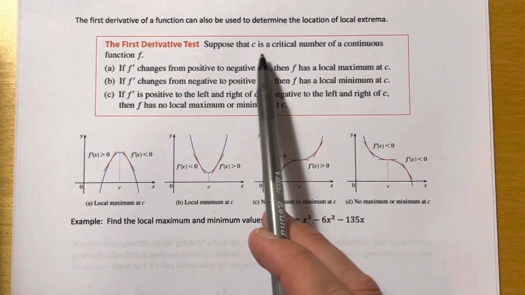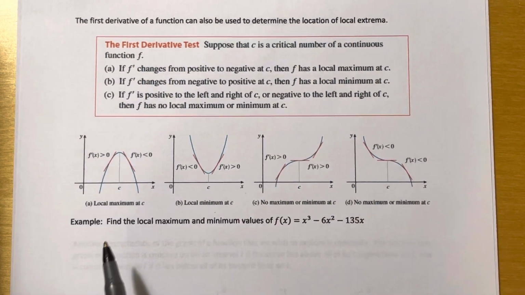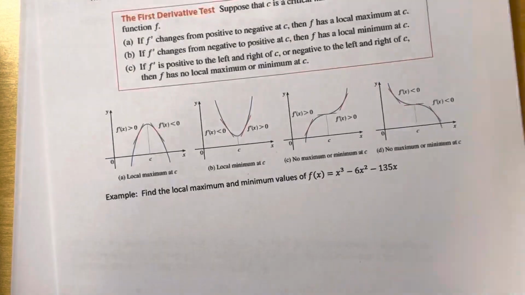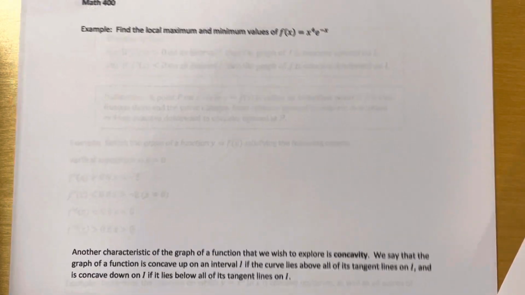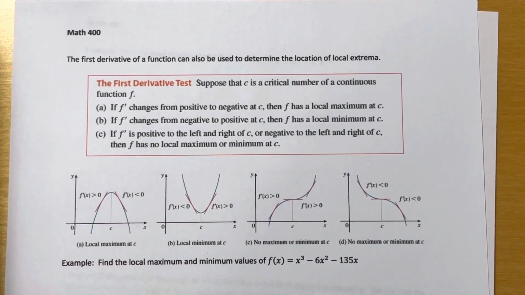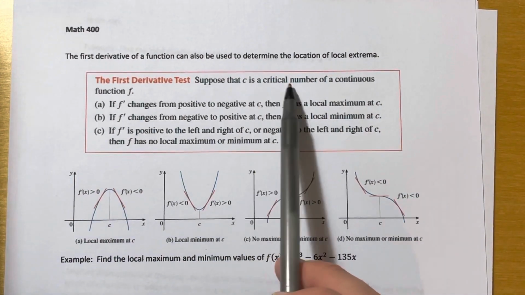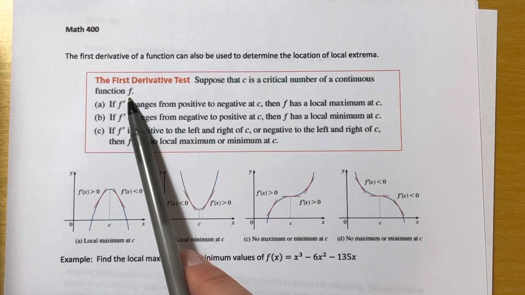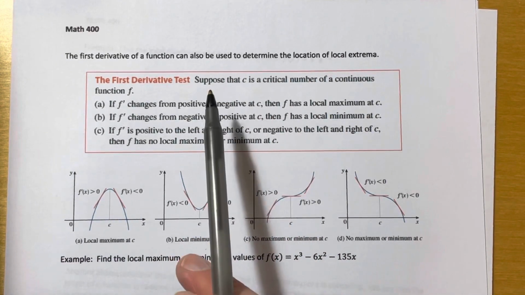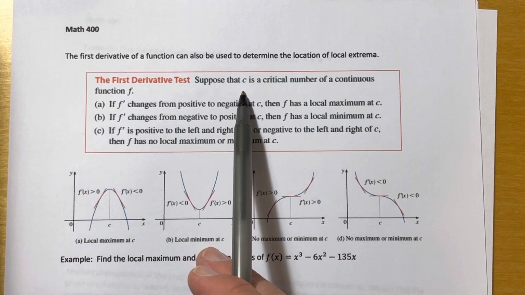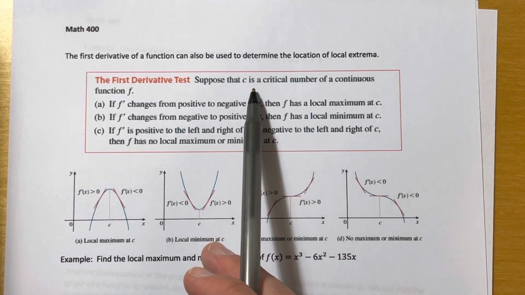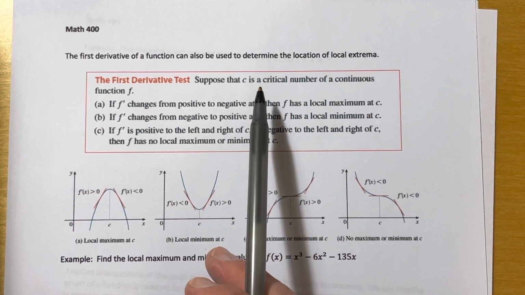So first of all, I'm using the term critical number there. Did I define that already? I can't remember if that was defined in a previous section or not. Oh, yes, we did. We defined critical number previously. All right. I don't need to talk about that again. So let's suppose that c is a critical number of a continuous function f. And remember, critical number means one of two things. It's a place where the derivative of a function is either equal to 0 or does not exist.